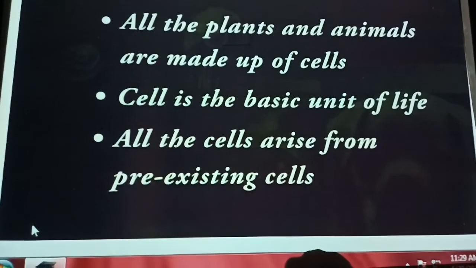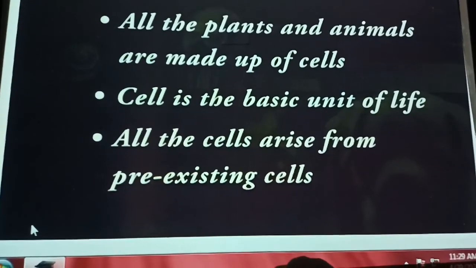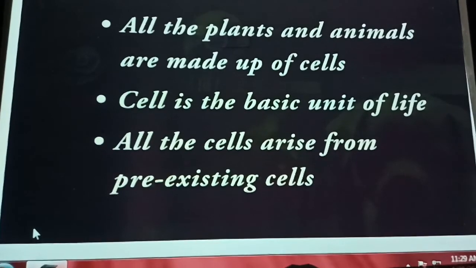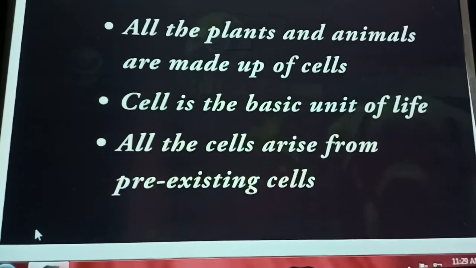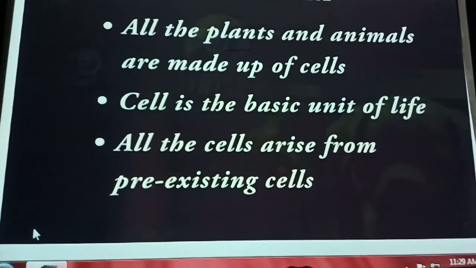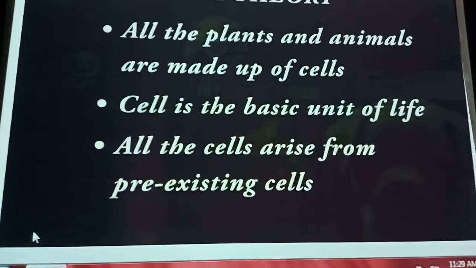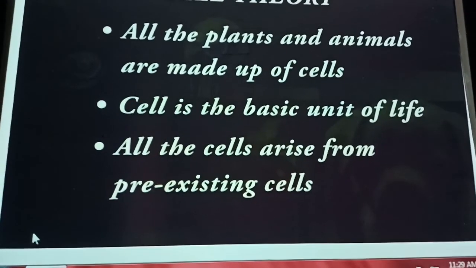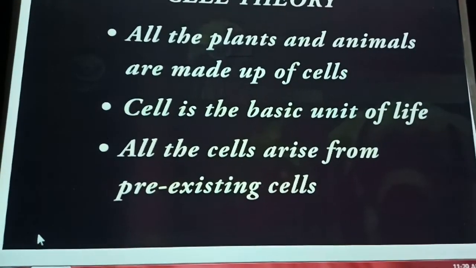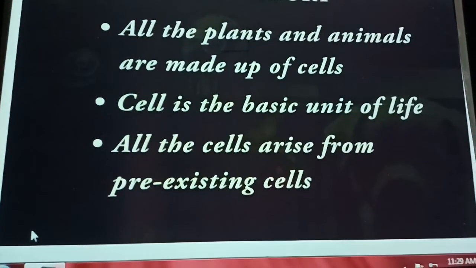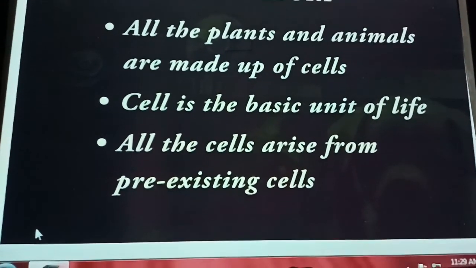Third point, all cells arise from pre-existing cells. That means a new cell arises only from an old cell. If there is no cell, no new cells are formed. All the cells arise from pre-existing cells. So these three points we can call the cell theory.